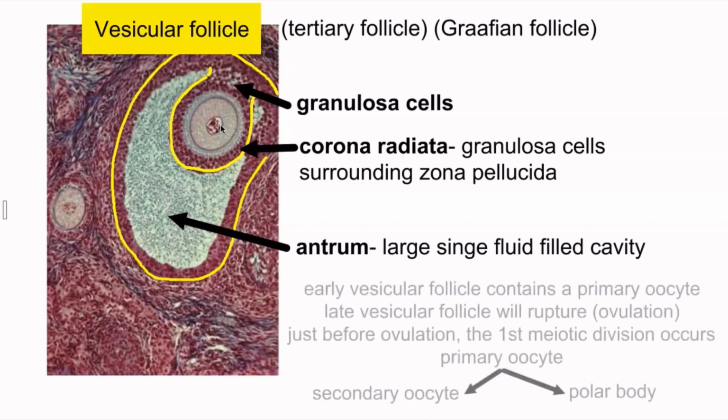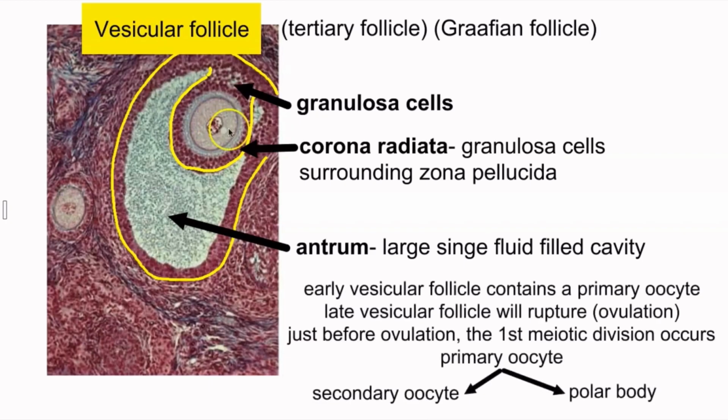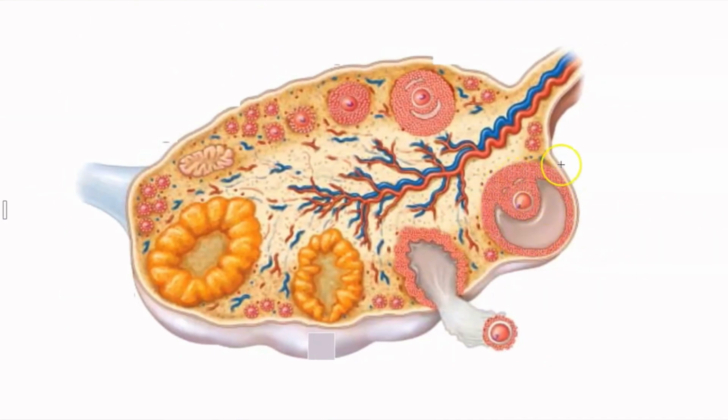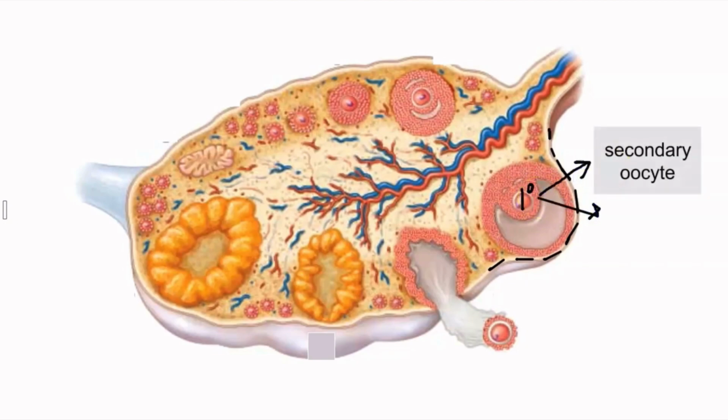What will happen to the vesicular follicle is it will start to bulge from the surface of the ovary. Taking a look at this diagram, here's the vesicular follicle, and this is what I was trying to describe. It will actually start to bulge from the surface of the ovary, and just prior to ovulation, that's when the first meiotic division is going to occur to give rise to the secondary oocyte, which is the cell that gets ovulated, and then the first polar body.